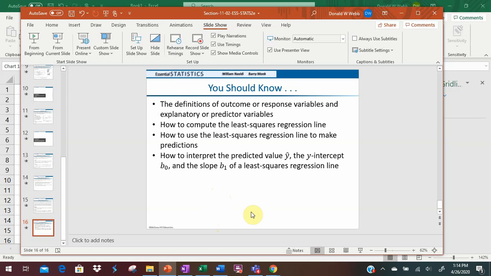Okay. So we'll continue on. Next, we have to talk about inferences, basically do some confidence intervals, and then some hypothesis testing of the slope b1 to determine if there really is some value here that is useful. Is the slope useful?